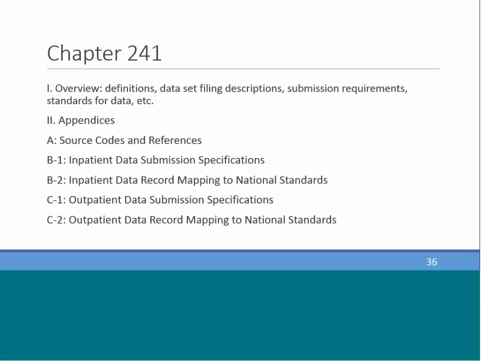Rule Chapter 241 is structured as follows. Section 1 provides the overview with definitions, data set filing descriptions, submission requirements, and standards for data. Section 2 includes the various appendices, of which Appendix A is the source codes and references. Appendix B1 includes the inpatient data submission specifications. B2 is the inpatient data record mapping to national standards. Appendix C includes the outpatient data submission specifications. And finally, Appendix C2 includes the outpatient data record mapping and national standards.